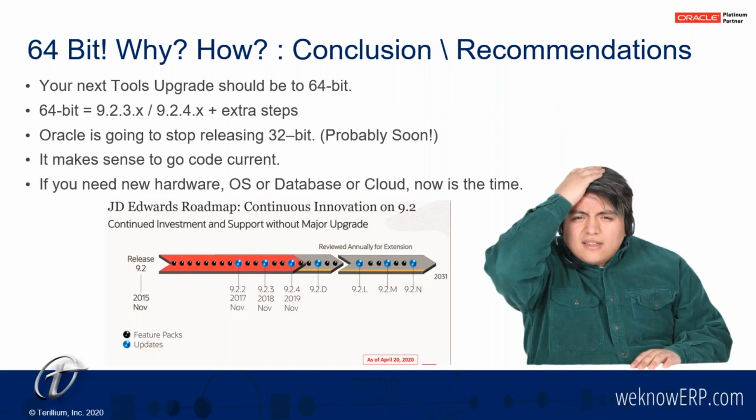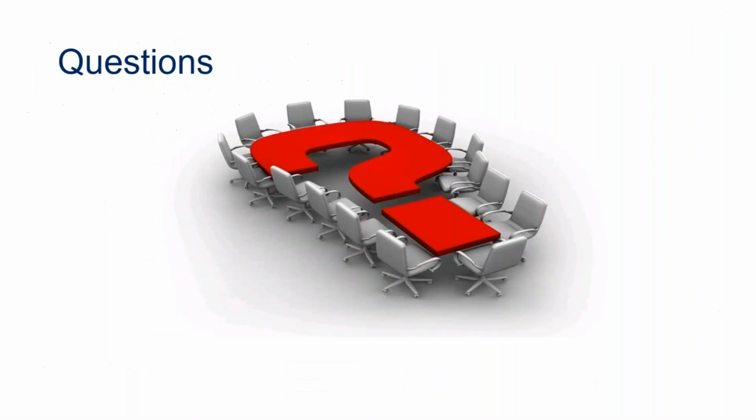So recommendations, your next tools upgrade should be 64-bit, period. You should get there as soon as possible. 64-bit is 923x or 924x plus extra steps that we've talked about. Eventually, Oracle's going to stop releasing 32-bit, so it makes sense maybe to go code current. If you need new hardware, operating systems, database, cloud, you need to conjure up more memory, you need to kind of refill the bucket on your hypervisors, now's the time to do that.